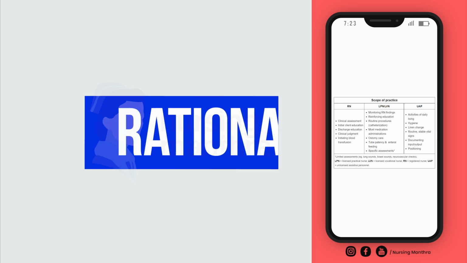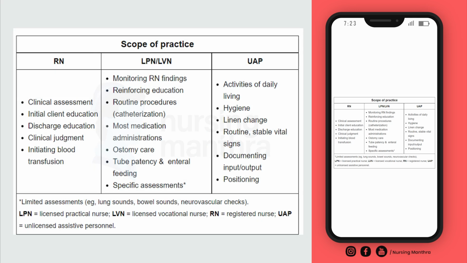So before going to the explanation, let us see what the scope of practice is for the RN, what the scope of practice is for LPN and LVN, and what the scope of practice is for unlicensed assistive personnel. During my nursing delegation class, I discussed all these details, but again, I will discuss them here. Okay, so the RN scope of practice.